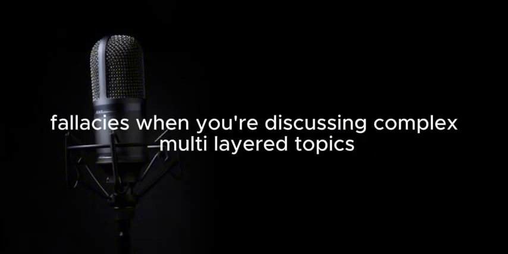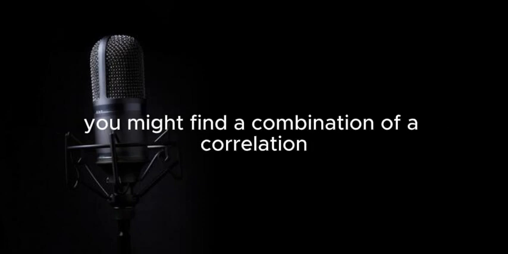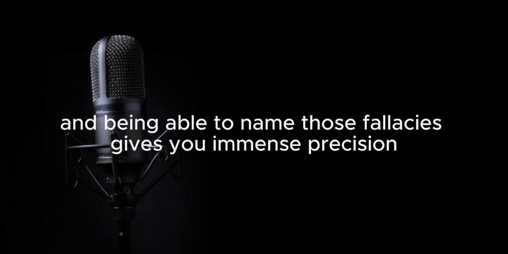And just a quick grammar note for clarity. The plural form is fallacies. Fallacies. When you're discussing complex, multi-layered topics, you often find multiple mistaken beliefs at the same time. You might find a combination of a correlation-causation fallacy and a confirmation bias fallacy. And being able to name those fallacies gives you immense precision. It does. Okay, so we've scrutinized the details, we've identified potential fallacies, but often, even when an idea is sound, we have to set specific conditions to make an agreement work.